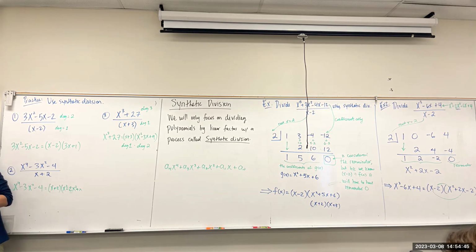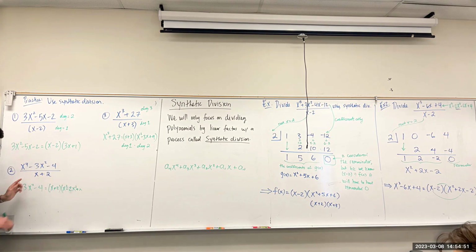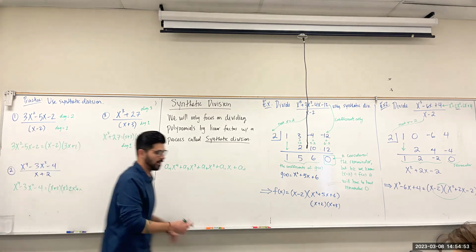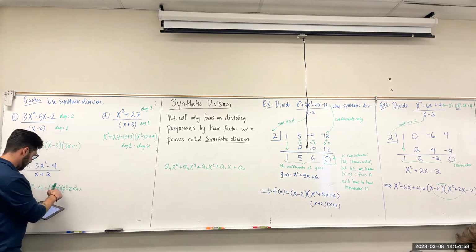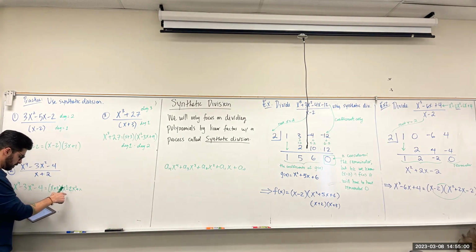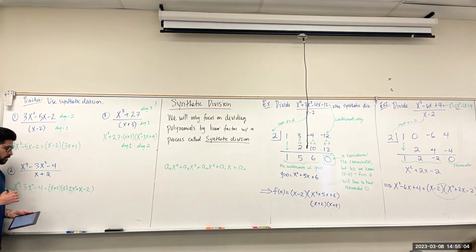Yes. For the second one, would the answer be x plus 2, x cubed minus 2x squared plus 2x minus 2? Oh, I erased it, hold on. It should be x minus 2. And then why would it not be 2x? Oh wait, yep, no, I know that. Yeah.